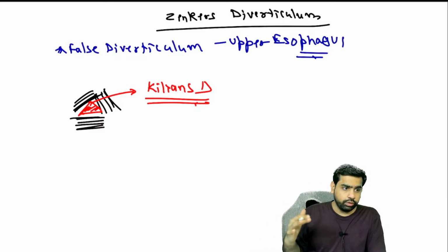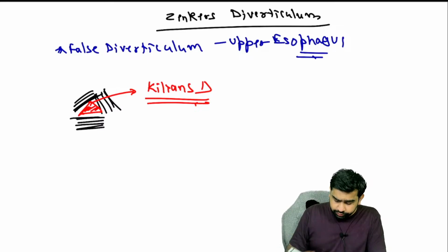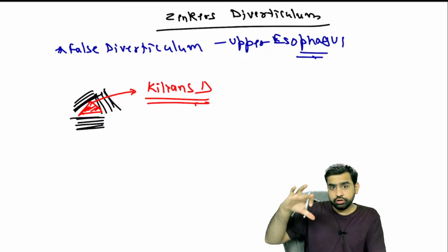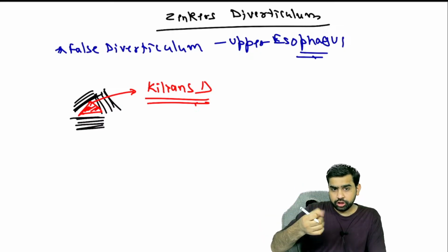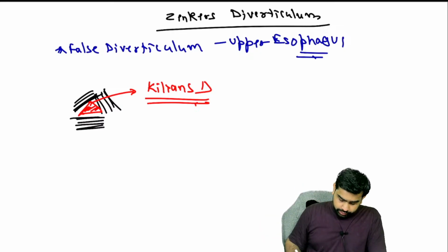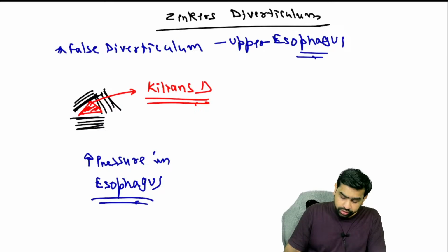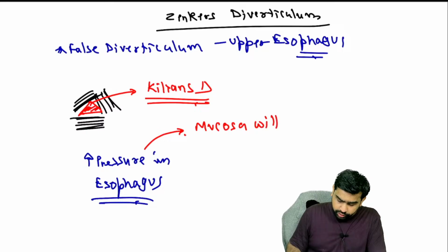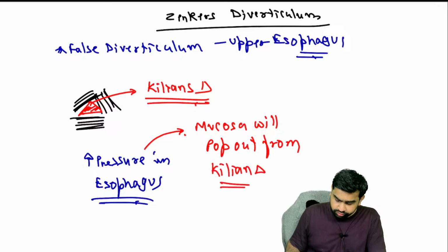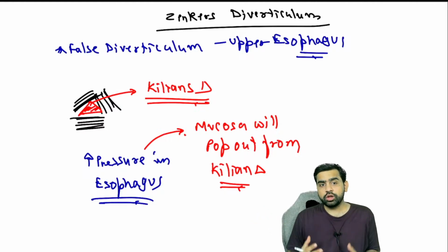Right now what you need to understand is that if there is a neuromuscular incoordination, where the thyropharyngeus muscle is contracting and the cricopharyngeus muscle fails to relax, what is going to happen? There's going to be an increase in the pressure in the esophagus. And if there is an increase in the pressure inside this esophagus, the mucosa is going to pop out from the Killian's triangle, and this is what is called a Zenker's diverticulum.